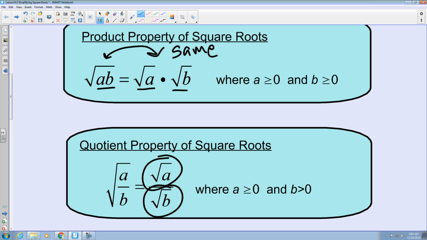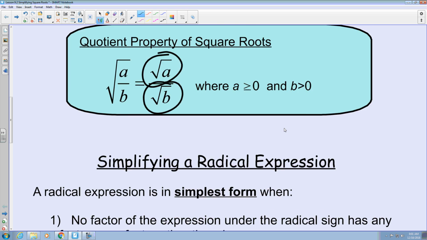Now, what you have to keep in mind is which type of strategy you are going to use to help you simplify certain expressions. Okay, and they kind of interchange. So let's look at some examples.